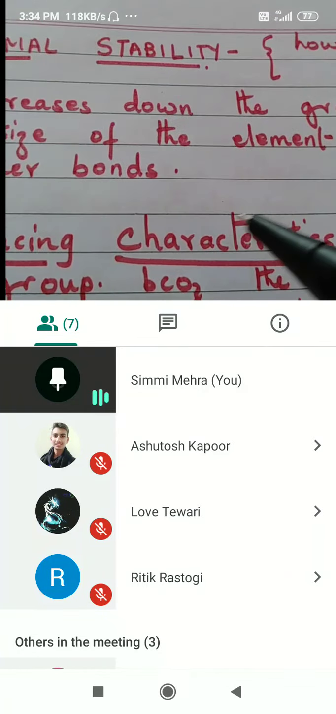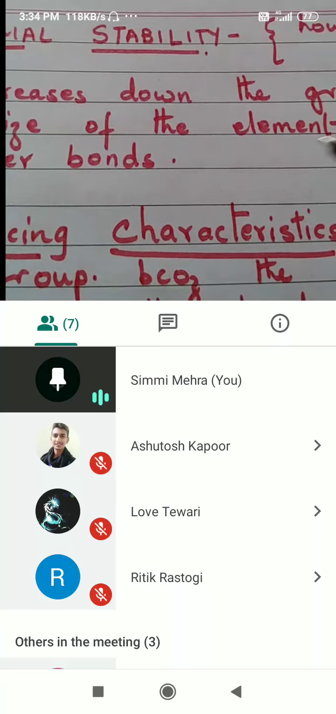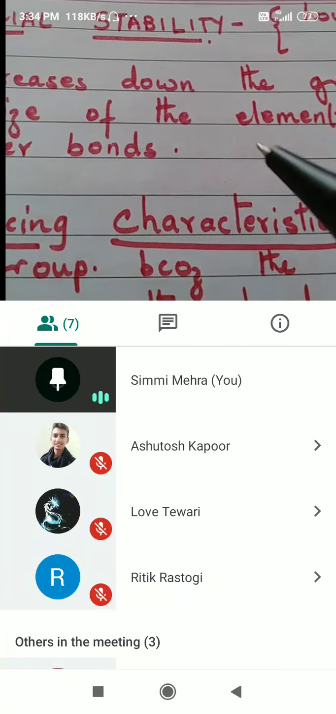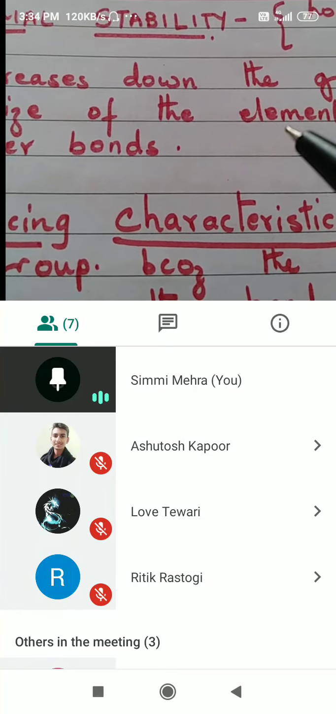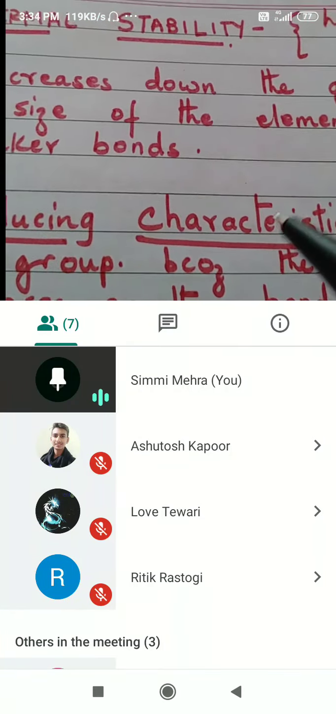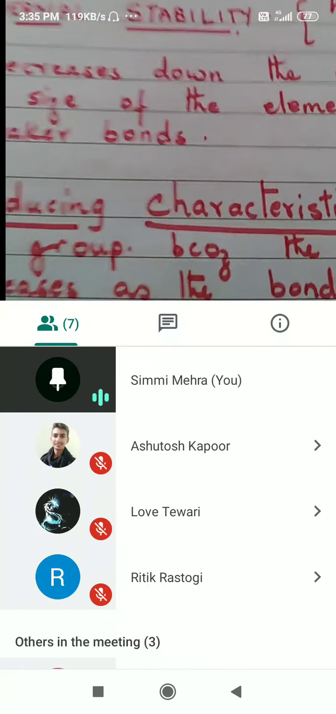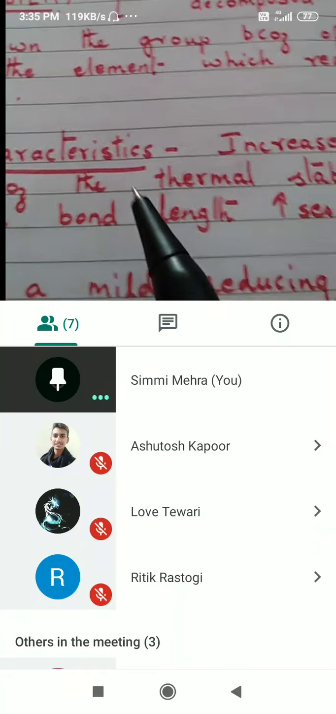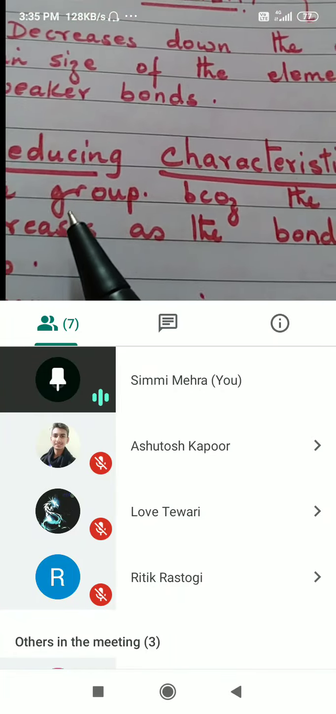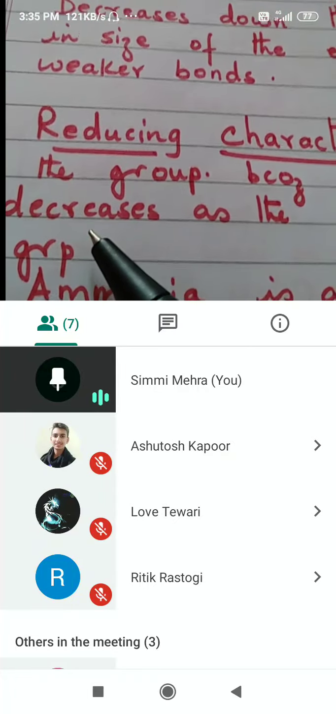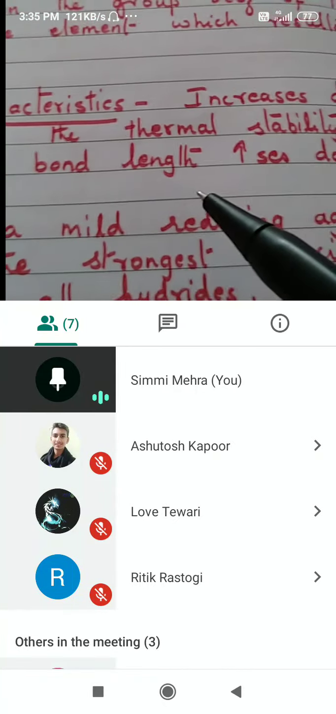If elements are larger in size, the bonds formed by them will be weaker. So the bond between metal and hydrogen is going to be a weak bond because the metal is larger in size, hydrogen is smaller, so the extent of overlap will be less. Now reducing characteristics. It increases down the group because the thermal stability decreases as the bond length increases.